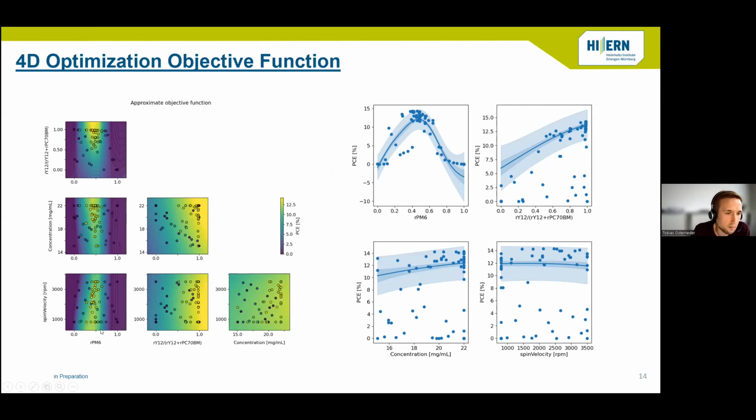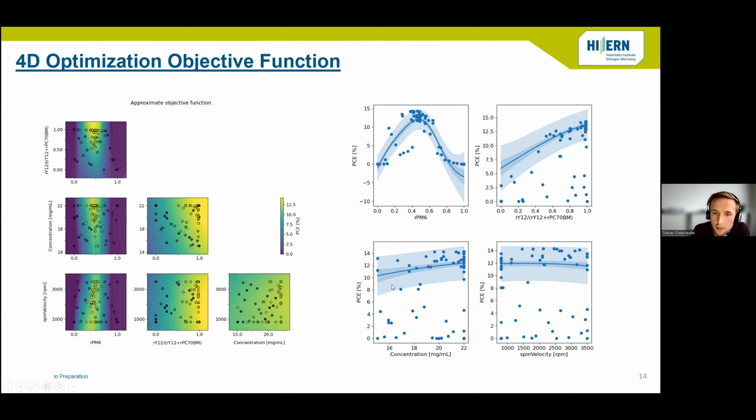We have the PM6 over the Y12 over the acceptors, and we can see a similar picture, which is expected since we use the same materials. If we go now to the concentration and to the spin velocity, we can see that in our case, they actually didn't have quite a big influence on our system.